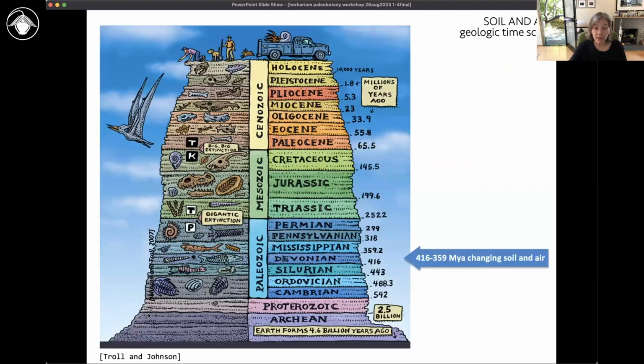So the time period that we're looking at is the Devonian, that is part of the Paleozoic, and it's roughly 416 to 359 million years ago that this module will cover.